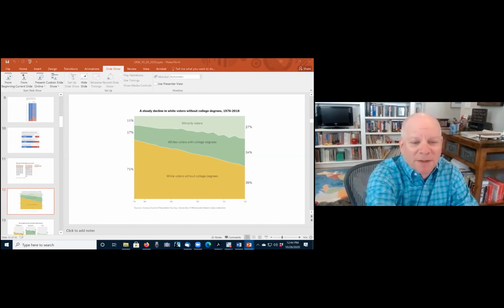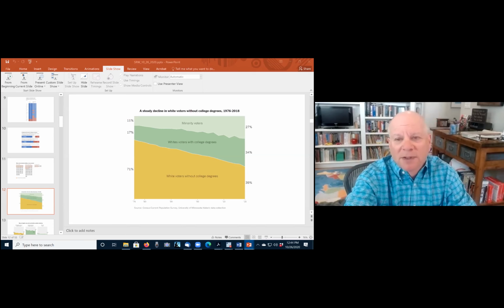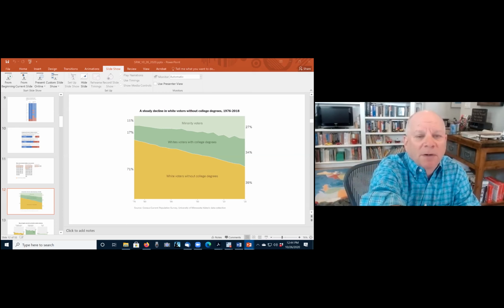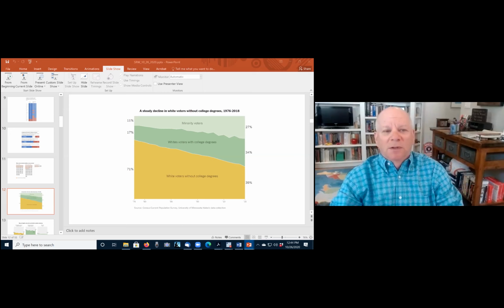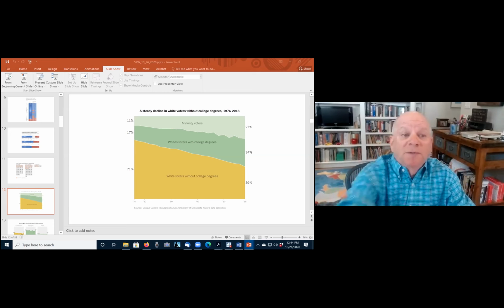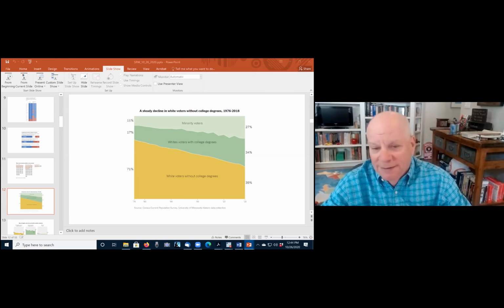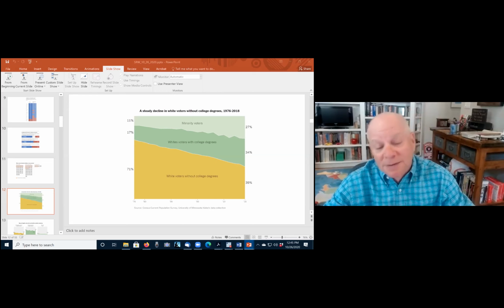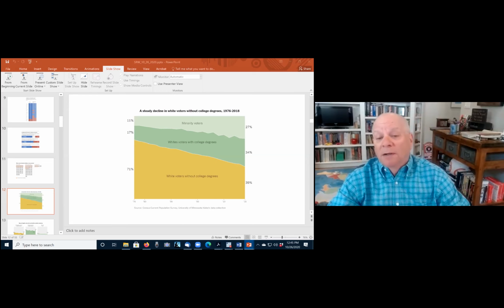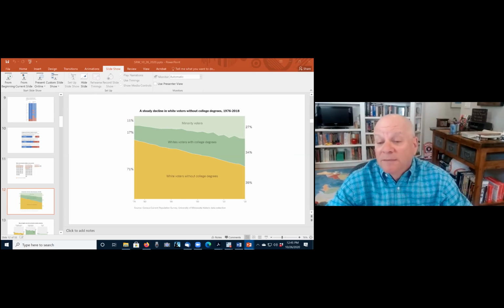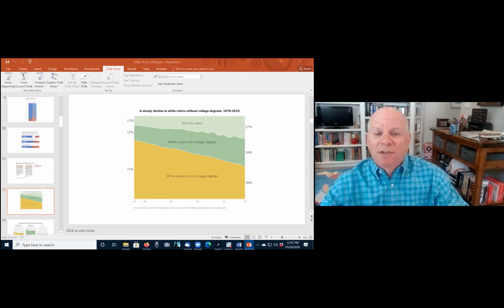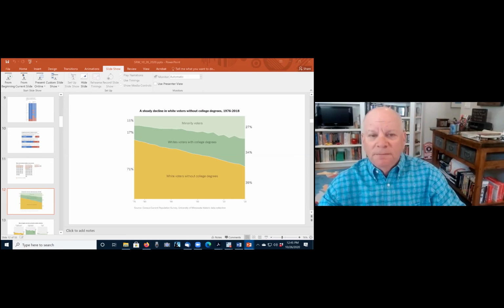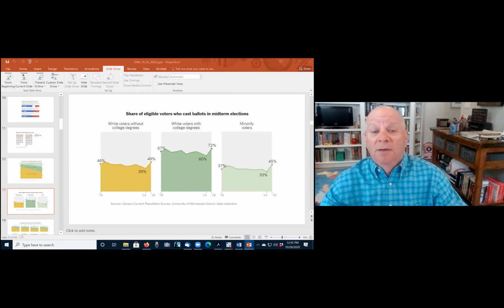If you look at the horizontal axis here, starting in 1976 going to 2018, you can see that the share of minority voters went from 11 to 27, more than a twofold increase. The share of whites with college degrees went from 17 to 34, a doubling. And yet, as you might expect, white voters without college degrees, who were 71%, were cut by almost half. So you're seeing a dramatic change. This is nationally. I'd argue in a moment, this is what you're seeing throughout the country.